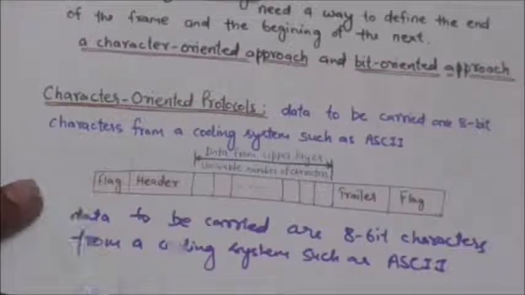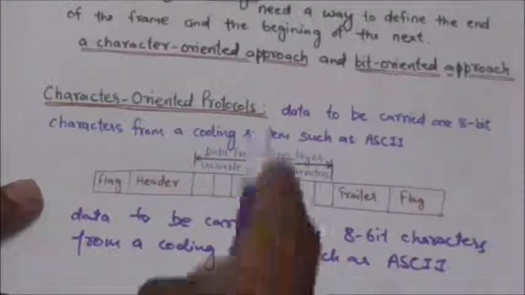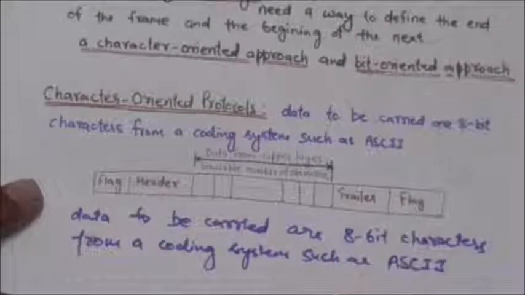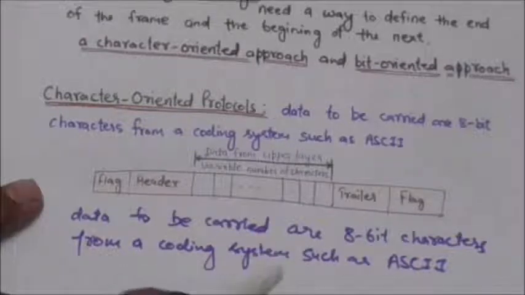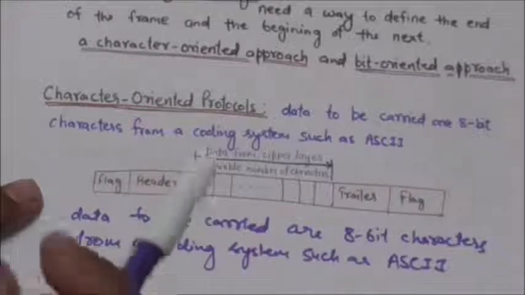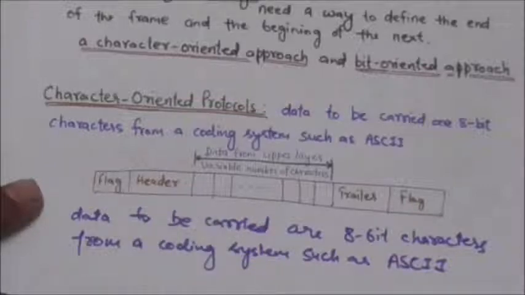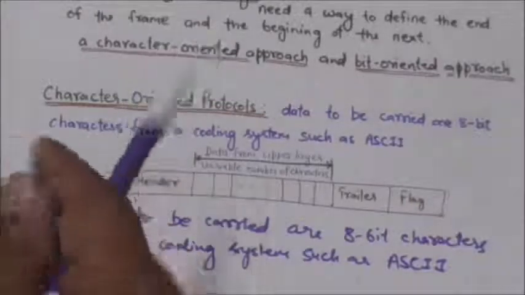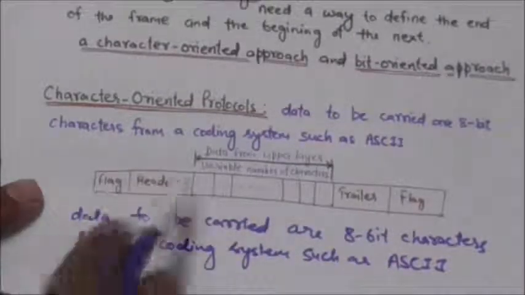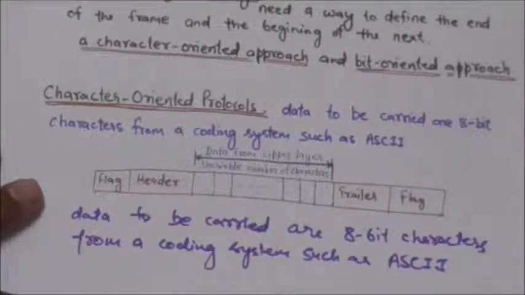Now what happens to separate one frame from the next? An 8-bit flag is added at the beginning and at the end of the frame. This flag is composed of protocol dependent special characters, which signal the start or end of the frame.